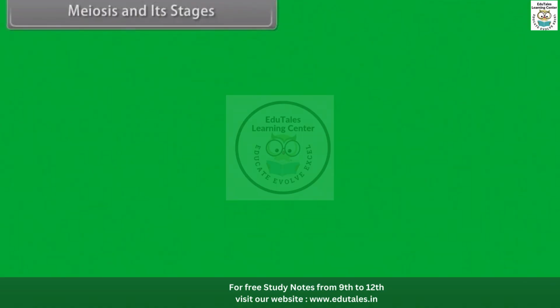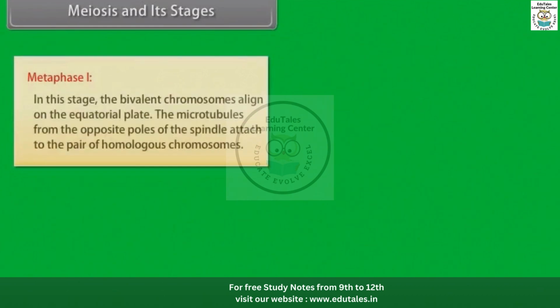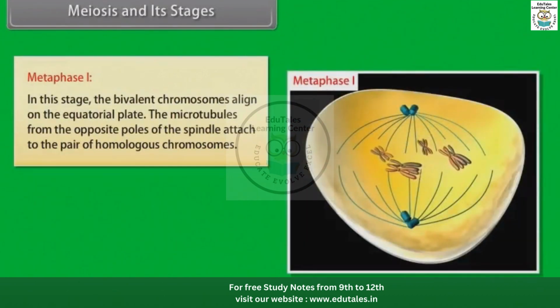After completion of prophase 1, metaphase 1 takes place. In this stage, the bivalent chromosomes align on the equatorial plate. The microtubules from the opposite poles of the spindle attach to the pair of homologous chromosomes.